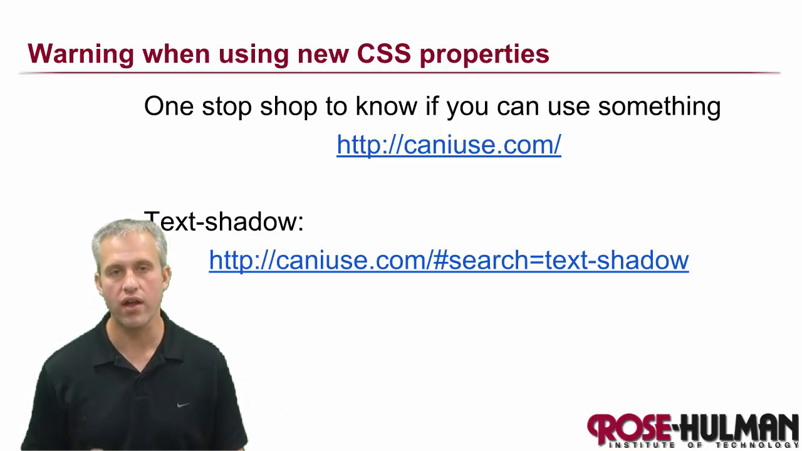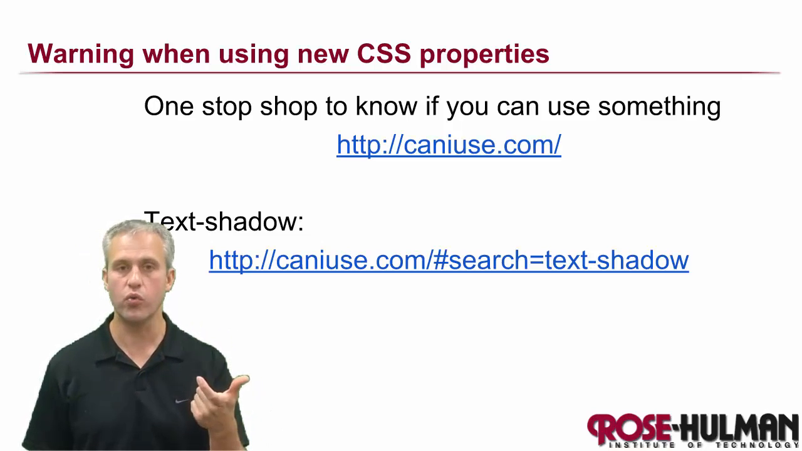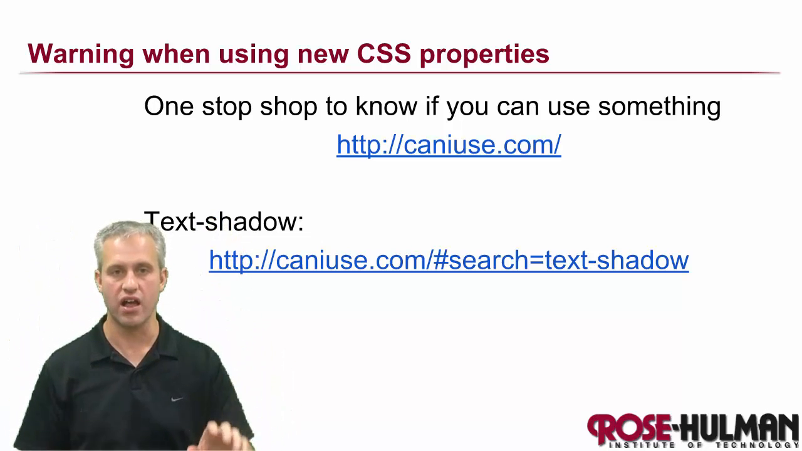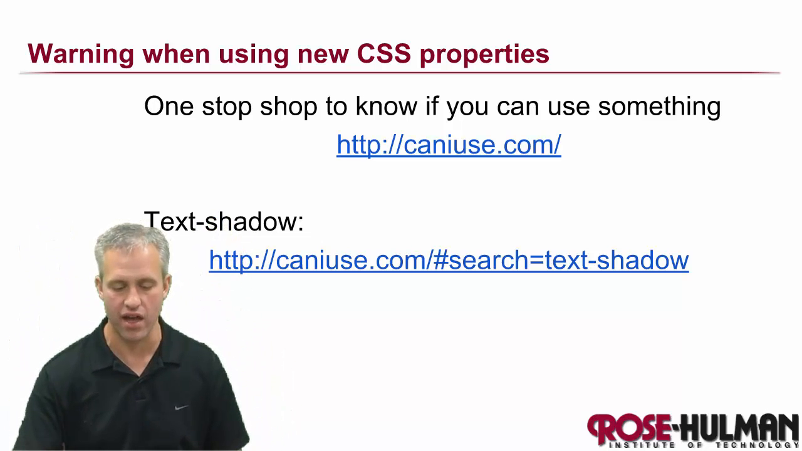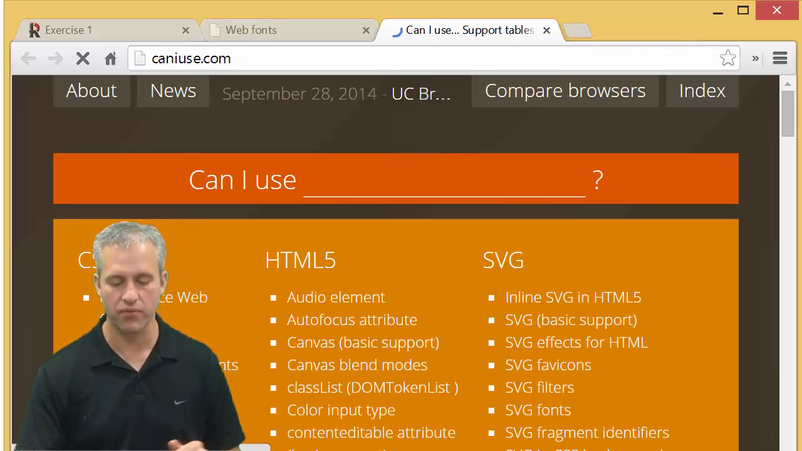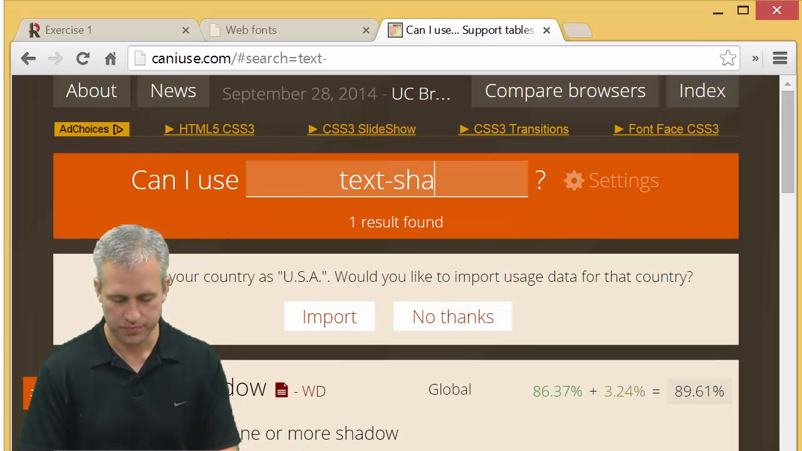There is also one other thing I wanted to say, and things like this text shadow, it's a newer property. There's an ever-changing list of properties that are allowed and not allowed. And the website that I really like is Can I Use? So I go to Can I Use to figure out if something is okay to use or not. Is it safe to use text shadow?